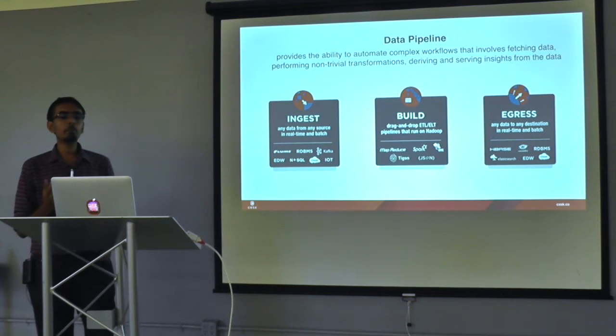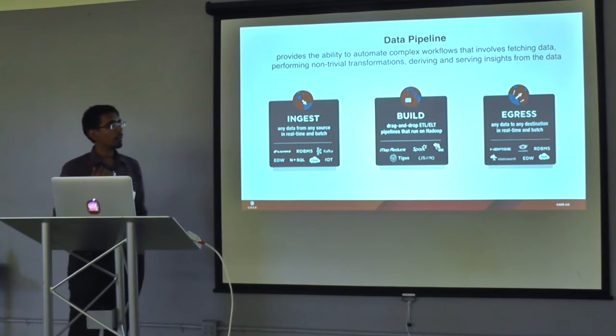So what's a data pipeline? This is a problem that's commonly happening in the industry right now, in big data, where people want to ingest data from different sources, do some processing in flight, and then write it to some destinations. So we'll try and define a data pipeline as: a data pipeline provides the ability to automate complex workflows that involve fetching data from one or more sources and performing non-trivial transformations.